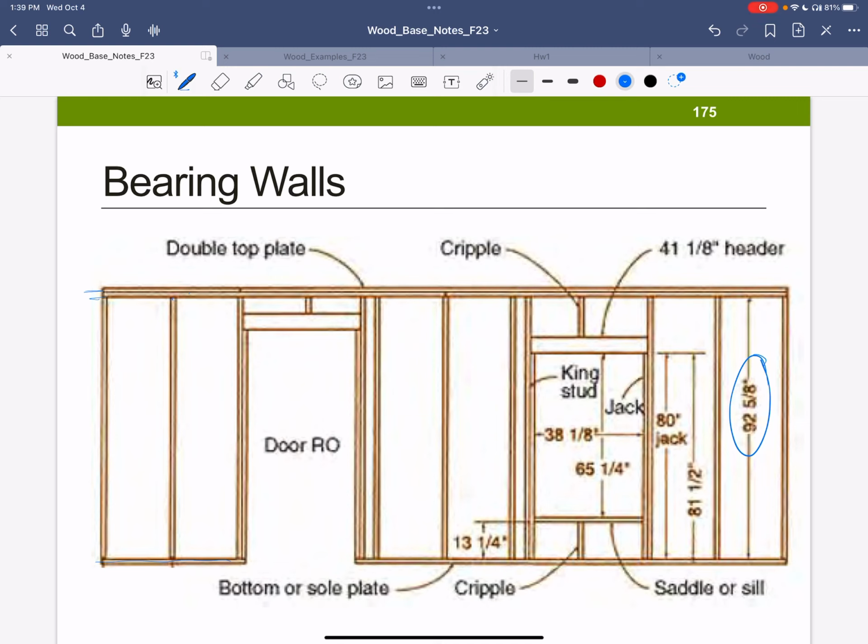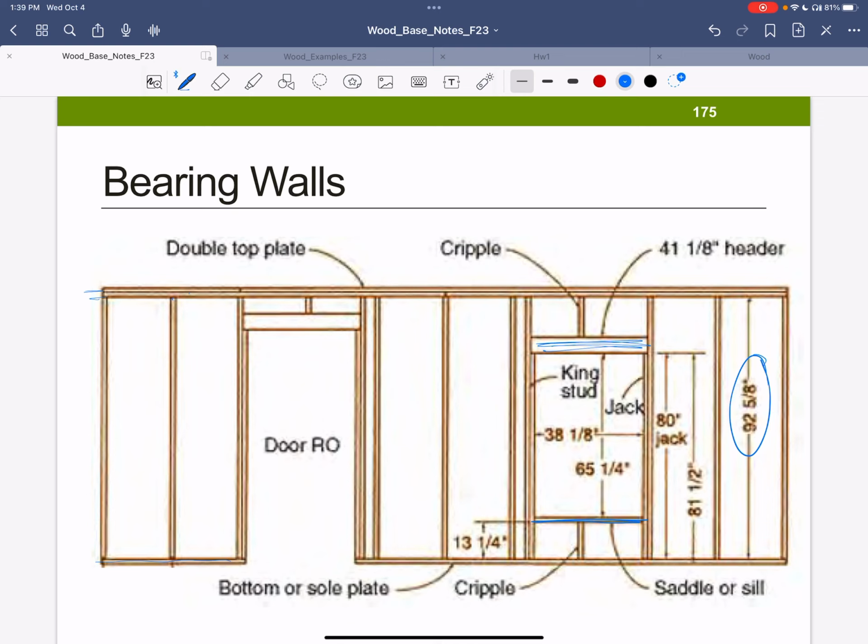So I might have a door or a window in between these guys. So I got the studs and the plates. If I have a window, for instance, I'm going to have a window sill or a saddle. Okay. There's going to be a header. And so what's this header? The header is what the window is interrupting, how often I space my studs.